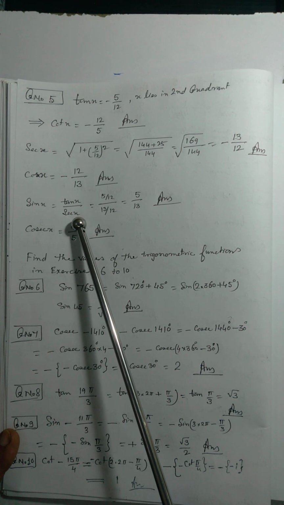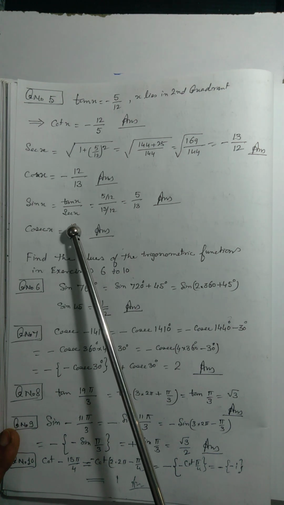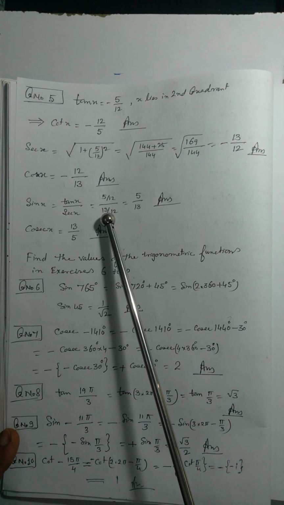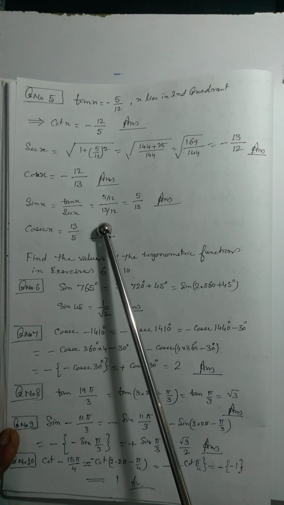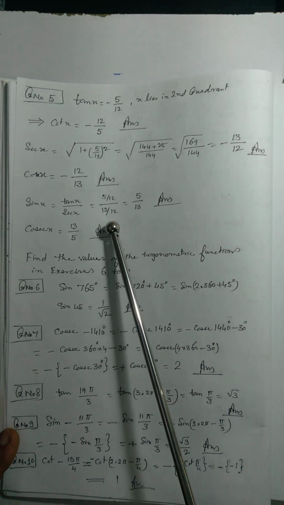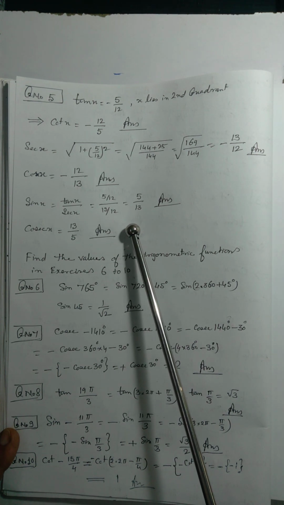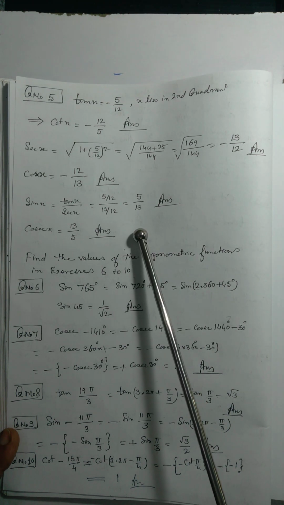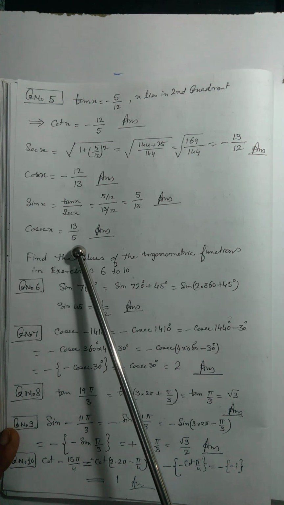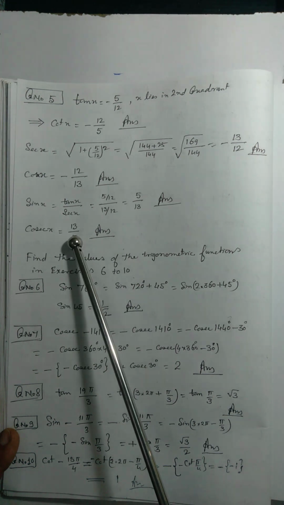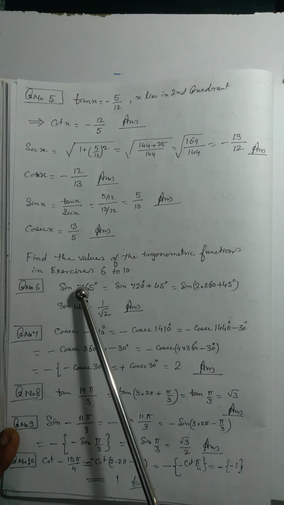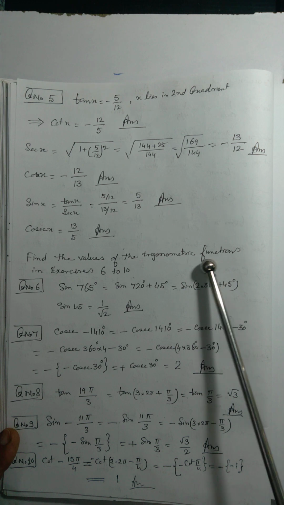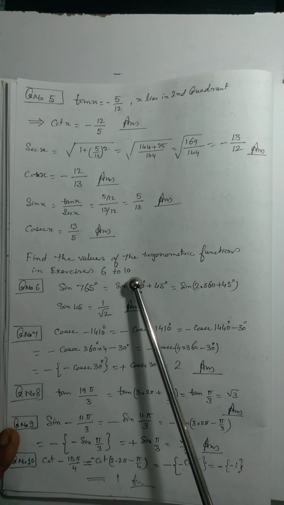Sin x is equal to tangent x upon secant x. We know the value of tangent x, it is already given, 5 by 12 and 13 by 12. 12 will be cancelled, 5 by 13, and sin x will be positive because x lies in the second quadrant. Cosecant x will be equal to reciprocal of sin x, that will be 13 by 5. Now proceed further. Find the values of the trigonometric functions in exercise 6 to 10.